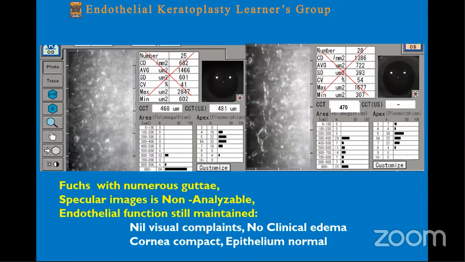Now, why I have put this cross on the quantitative parameters is because this report, which we get from the microscope, is not reliable, because this imaging was done in the auto mode. This does not reflect reality, as the imaging is of non-analyzable grade.